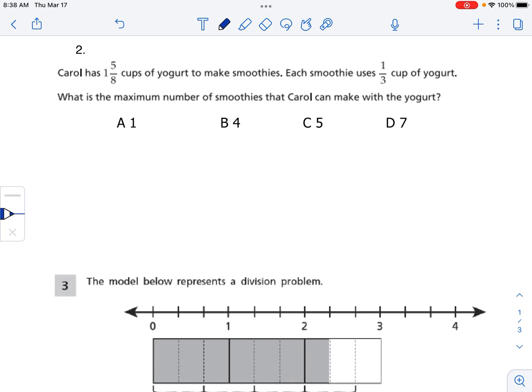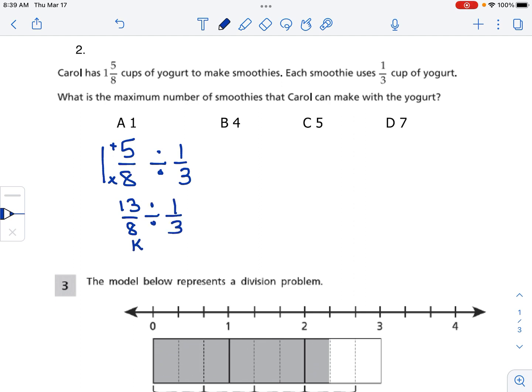We want to know how many smoothies Carol can make. So again, this is division here. We want to make groups of 1/3 over and over and over from the total of 1 5/8. So 1 5/8 divided by 1/3. To do this division, we have to change our mixed number into an improper fraction. 8 times 1 is 8, plus 5 is 13. So that's 13/8 divided by 1/3.